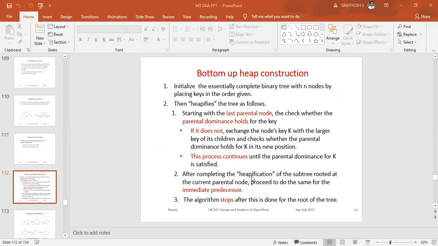After completing the heapification, proceed to do the same for the immediate predecessor. Predecessor means you are starting from the low level, the last parental node. One level above the parental node, we call it the immediate predecessor level. You are starting at the leaf level. The last parental node will be at level 2 or level 3. Pre means above, so that is predecessor. The algorithm stops after this is done for the root of the tree.